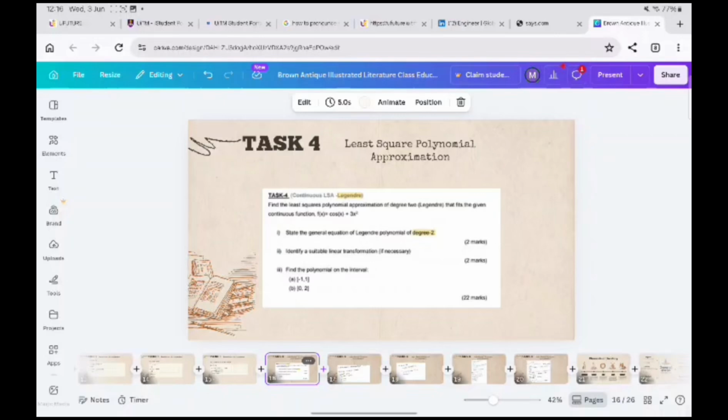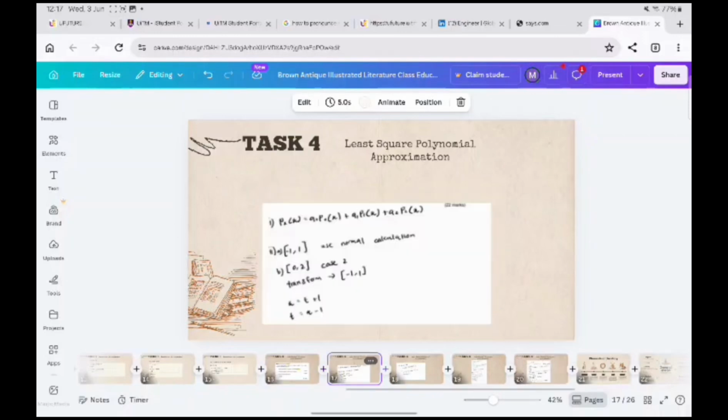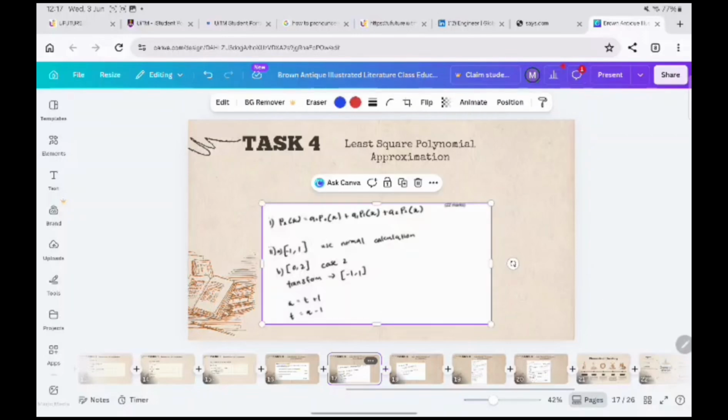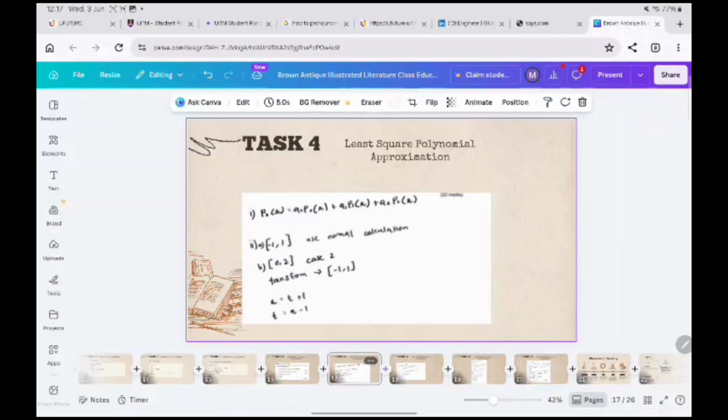Question 1 asks, state the general equation of Legendre polynomial of degree 2. The general form of the Legendre polynomial of degree 2 equation is P2(x) = a0 P0(x) plus a1 P1(x) plus a2 P2(x).